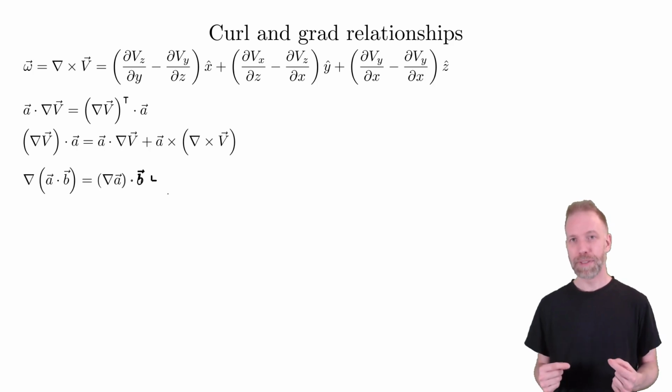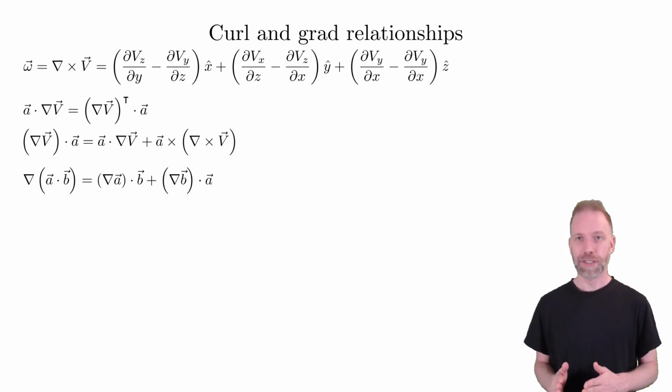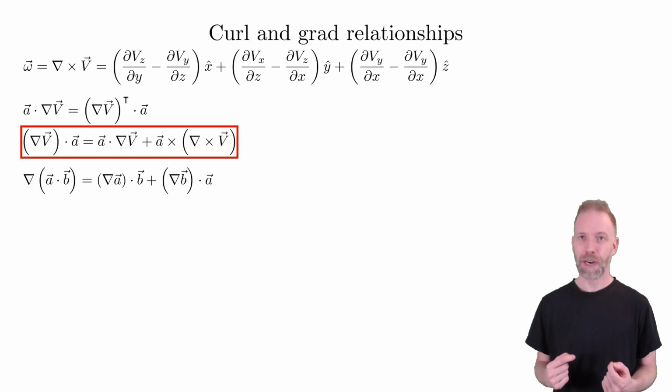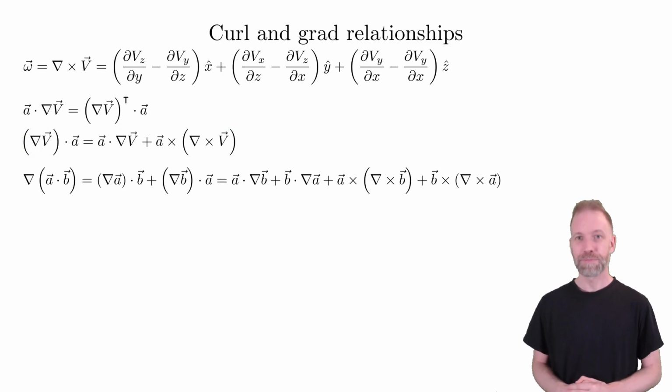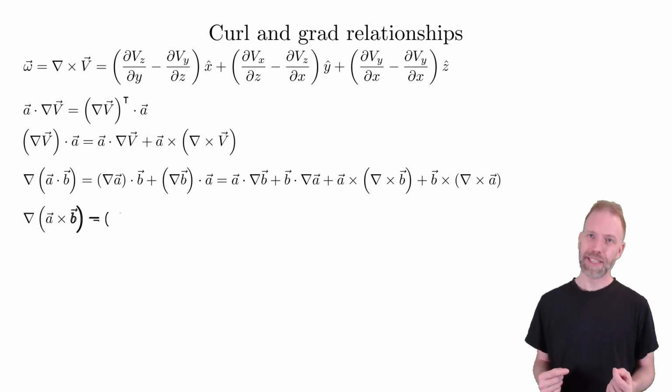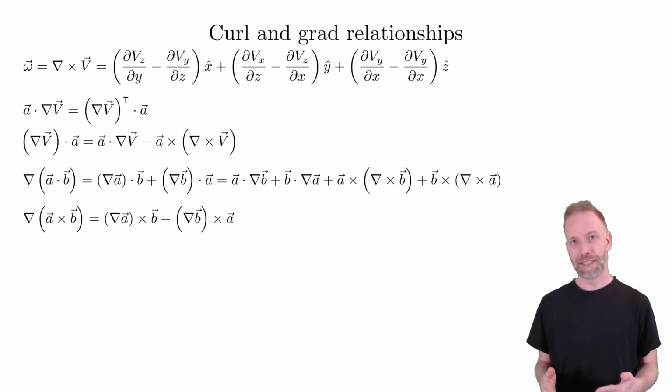The next relationship is the gradient of a dot product. It basically follows the traditional product rule, but we have to set the gradient first in both cases. If we use the equation above, we can also write it where we only use our directional derivative and the curl. We can also write that the gradient of A cross B is the gradient of A cross B minus the gradient of B cross A.